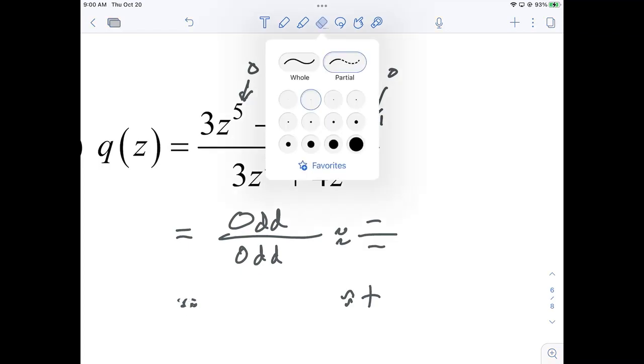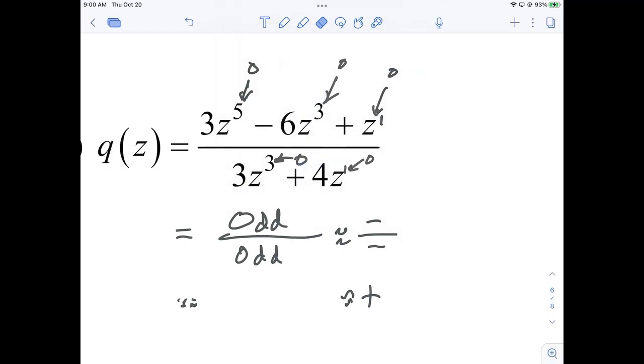Oops. Don't you hate it when you have the wrong eraser? The answer is yes. Even.